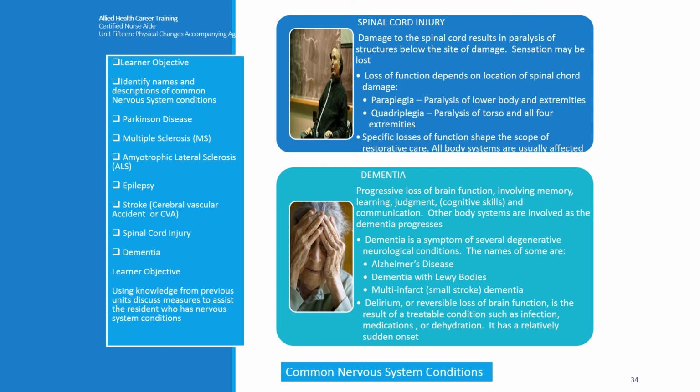So, the difference between dementia and delirium is that dementia is a progressive and irreversible loss of brain function, but delirium is reversible, so it can get better. This is usually the result of a treatable condition such as an infection, medications, or dehydration, and has a sudden onset. Dementia has kind of a slower onset.